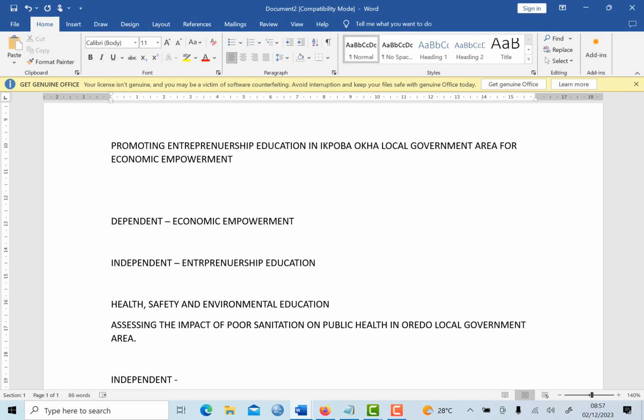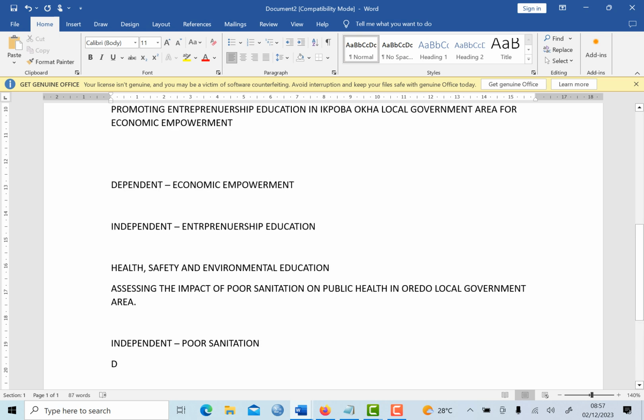what? Poor what? Sanitation. The dependent is what? Public health of Oredo residents. Am I communicating? So the public health of Oredo residents is the dependent variable.